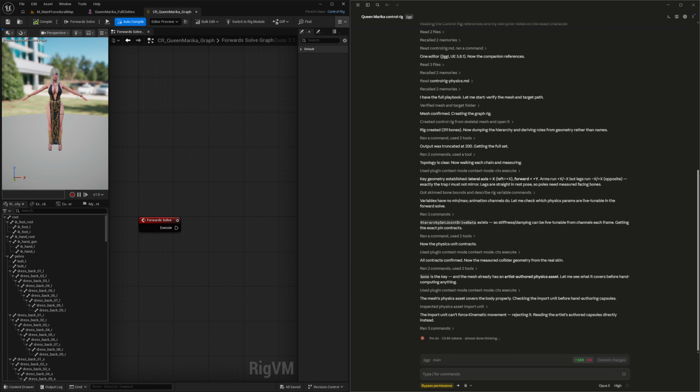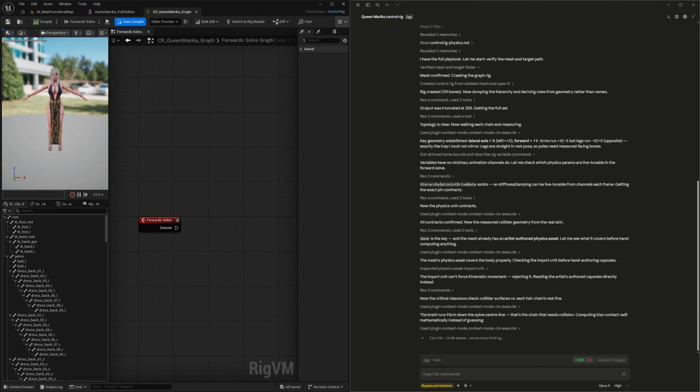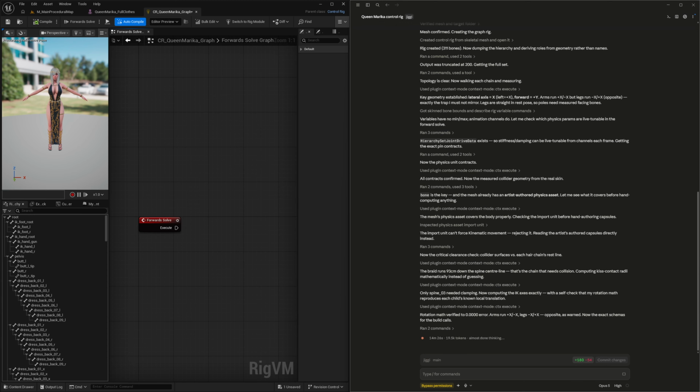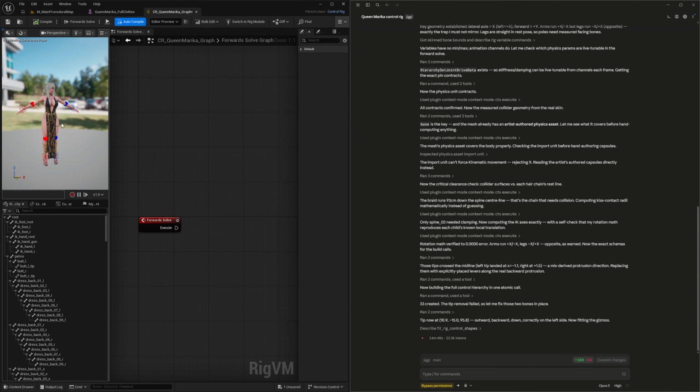Then it catches something important. The arms run one way along the lateral axis and the legs run the opposite way. Mirror that blindly and the rig breaks. The mesh already has an artist-authored physics asset, so it reads those capsules instead of inventing its own. The braid runs 93 centimeters down the spine.